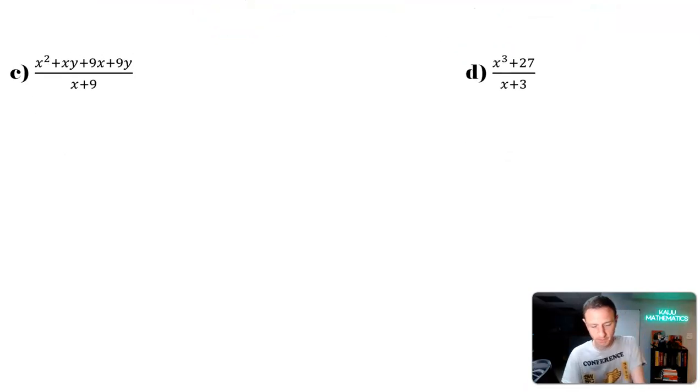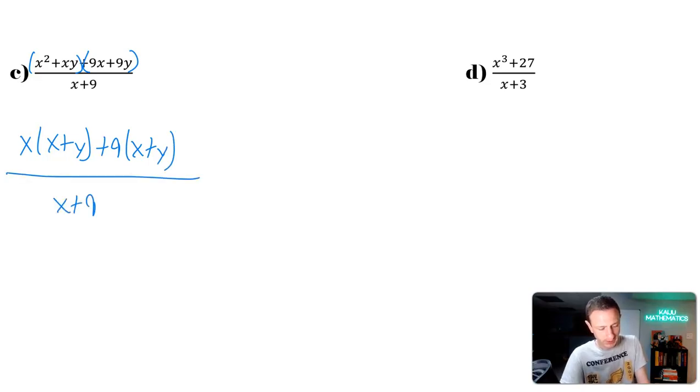Let's look at letter C. x squared plus xy plus 9x plus 9y. We can factor by grouping here. From the first set of parentheses, I could take out an x, left with x plus y. From the second set of parentheses, I could take out a 9, and that's going to leave me with x plus y.